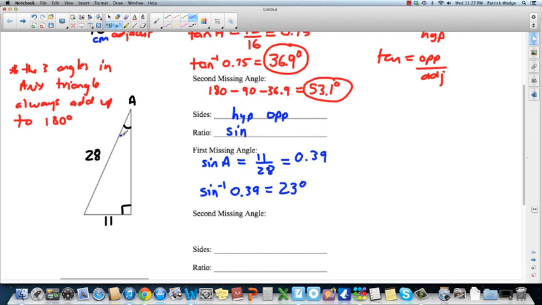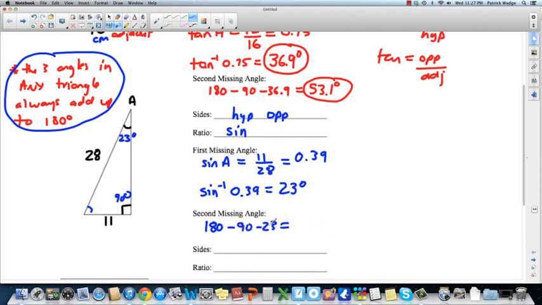Okay, we now know this angle is 23 degrees. We also want to know this other angle, the second missing angle, this one here. How do we get that? Well, this is 23 degrees, this is 90 degrees. We know that the 3 angles always add up to 180, so we're going to do 180, take away the 90, take away the 23, and if you do that, you get 180 minus 90 is 90, 90 take away 23 is 67 degrees. And you're finished.